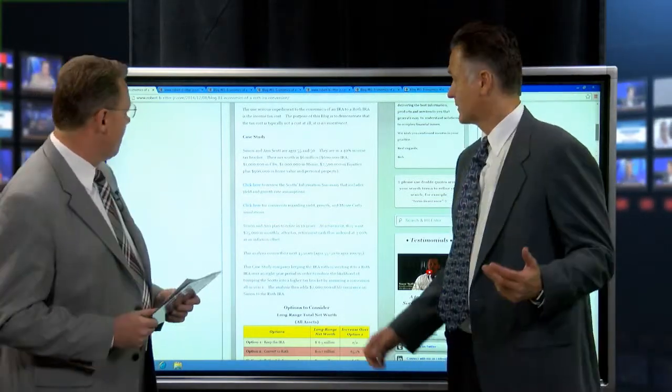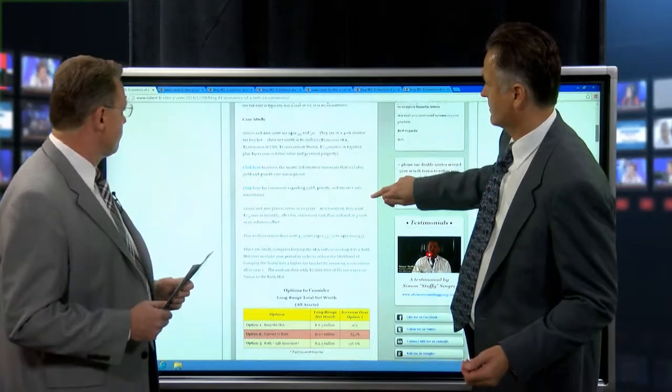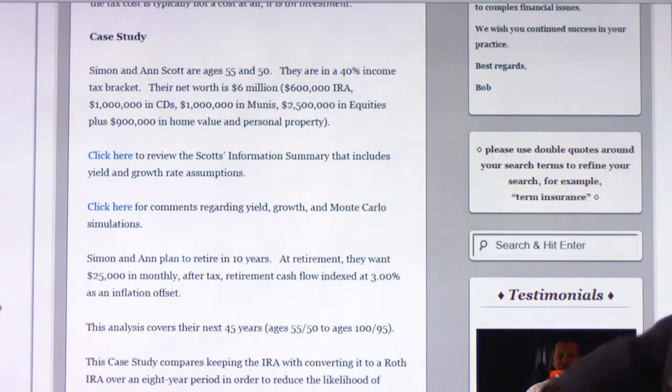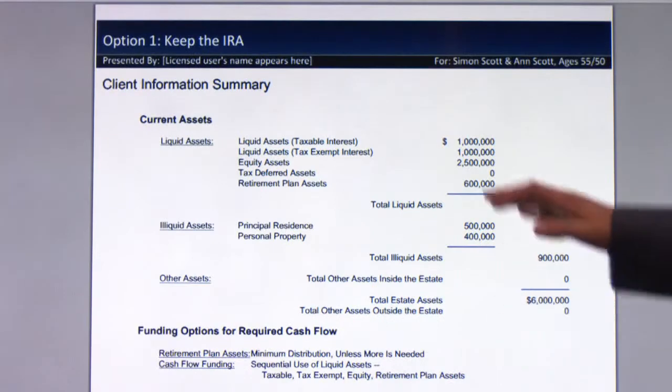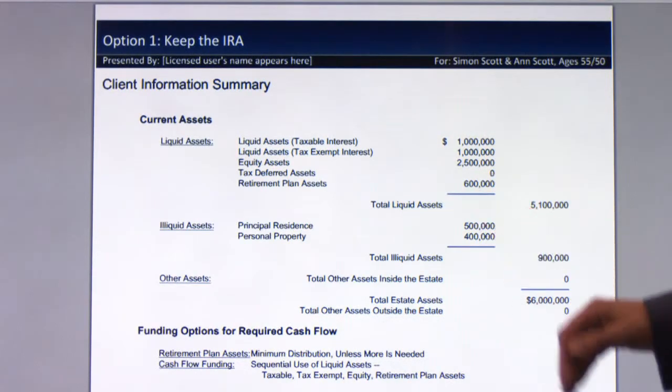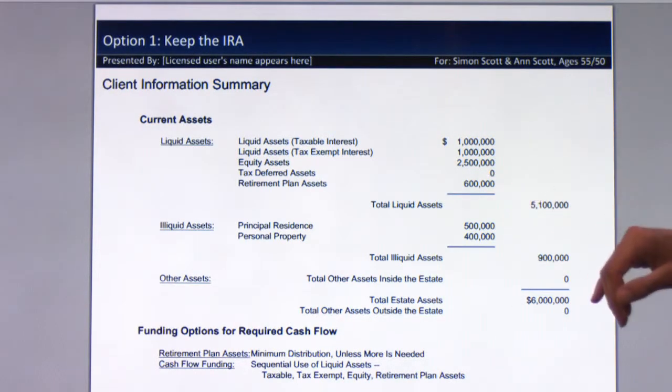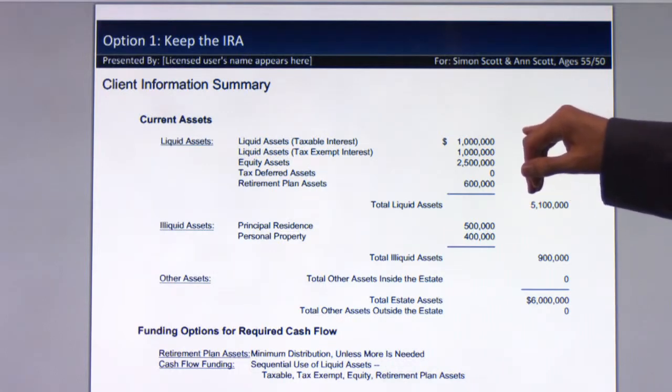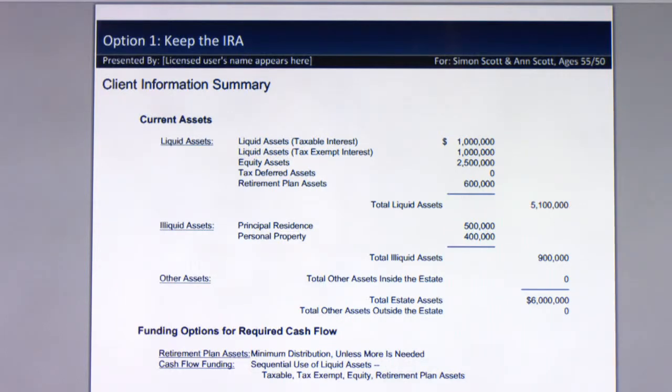Sure, Steve. So here we have Simon and Ann Scott. They're age 55 and 50. They're in a 40% income tax bracket. They've got a $6 million net worth. And we can look at their financial picture here with this client information summary. Here you see they have liquid assets, $1 million in taxable, $1 million in tax-exempt bonds, equity assets, $2.5 million, retirement plan assets, $600,000, and so on. So their total estate assets are about $6 million.